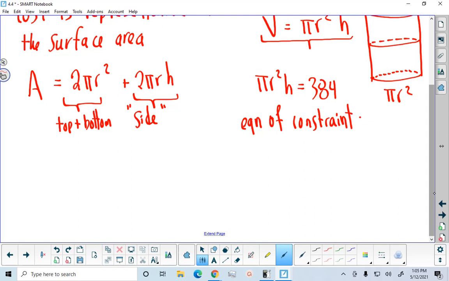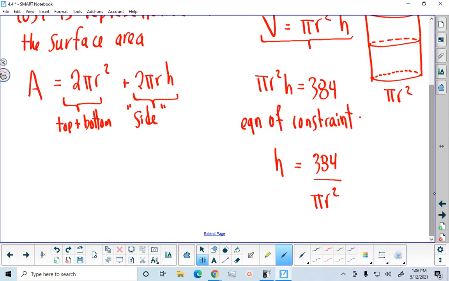The problem is we don't have only one variable on the right-hand side. I would like to eliminate either r or h from the right-hand side, and I believe it's going to be simpler to eliminate h, and I hope you would agree, simply because h only appears in one place. The other thing is, when I eliminate a variable, I take my equation of constraint and I rearrange it for the variable I would like to eliminate.